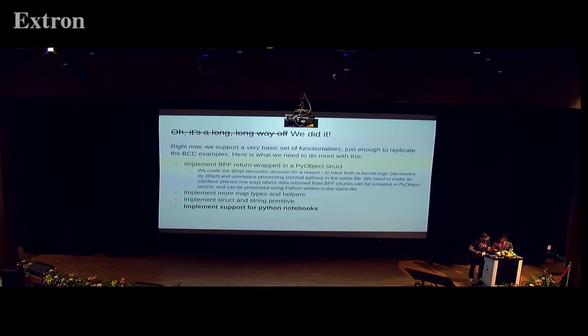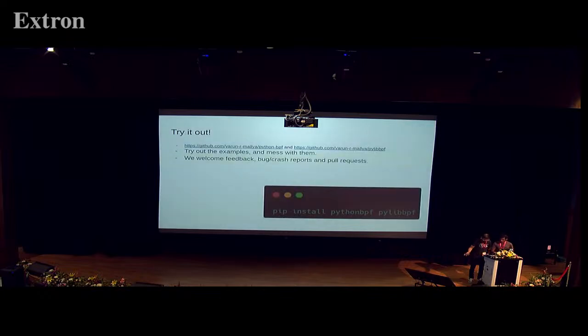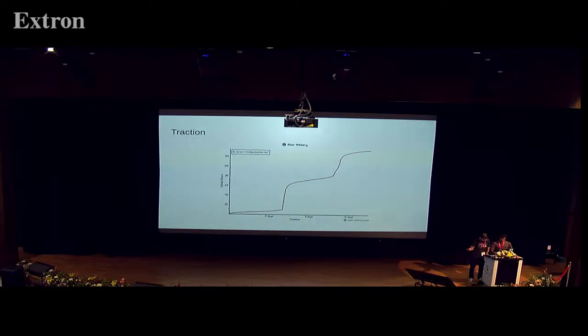Right now, these were some to-dos we decided to do during our first eval on 14 September, and we are happy to tell that we achieved them. We are still a long way off, because we need to use the vmlinux.c generated from the target machine to access kernel structs and kprobes. You can try it out yourself. It's open on PyPI, and we are open to feedback and bug reports.